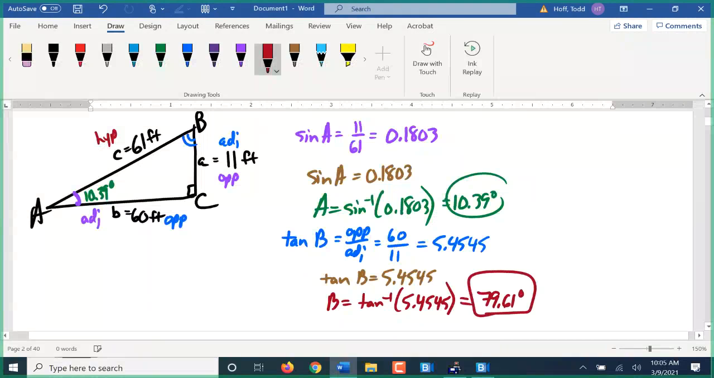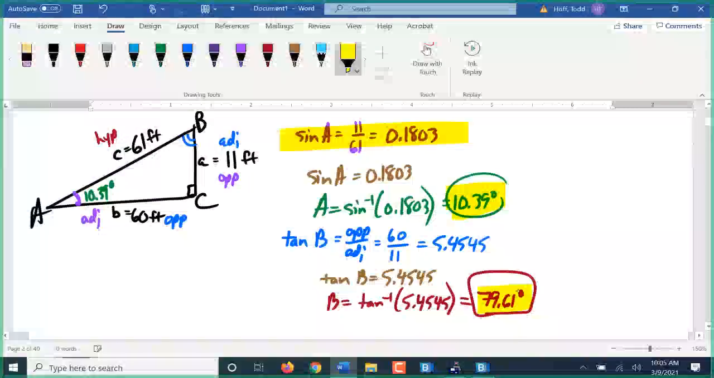So I can use those sides to find the missing angles by just picking a trig function. Here I just decided to use sine. I had all three sides, so it didn't matter. I could pick any trig function I wanted to use to find those angles. And once I get the value of the trig function, I can do the inverse to find the missing angles. Notice 10.39 and 79.61 do add up to 90 degrees. So that when we add our right angle, we are at our total of 180 for the triangle.